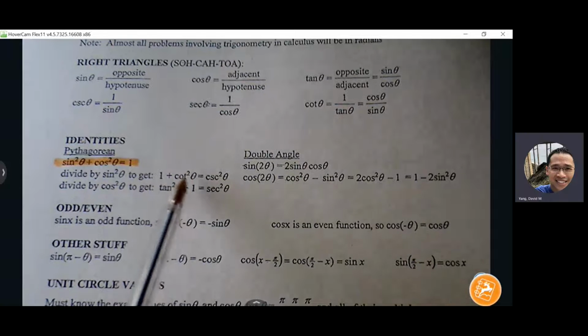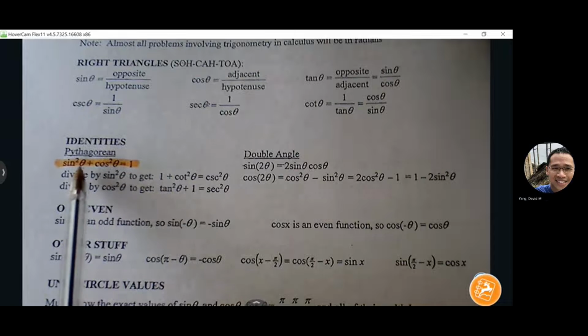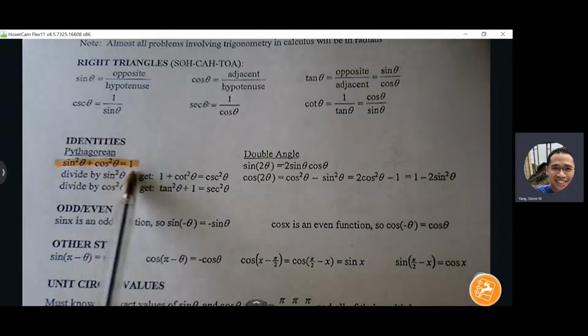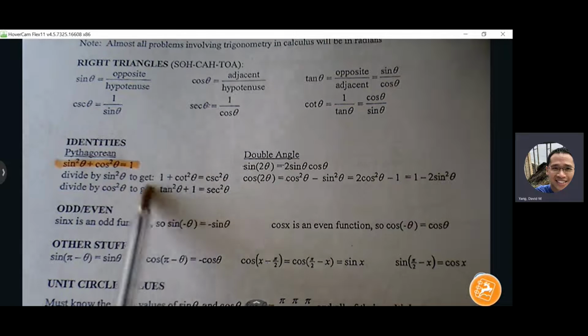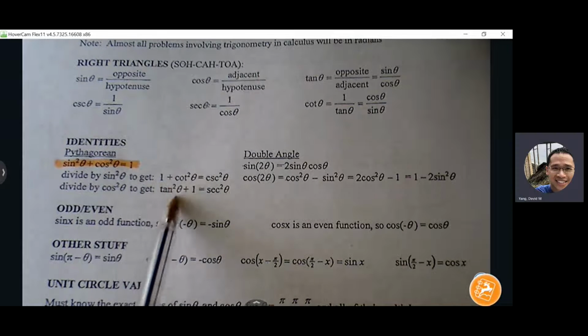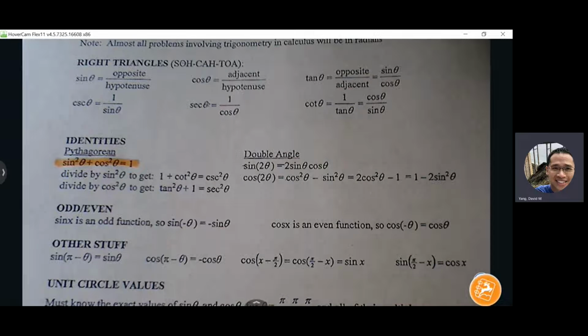But there are two other ones that we can derive from this first Pythagorean identity. That's simply by dividing everything by sine squared or everything by cosine squared. So there's no need to memorize the second and third one. You just divide by either cosine squared or sine squared to arrive at all your identities.